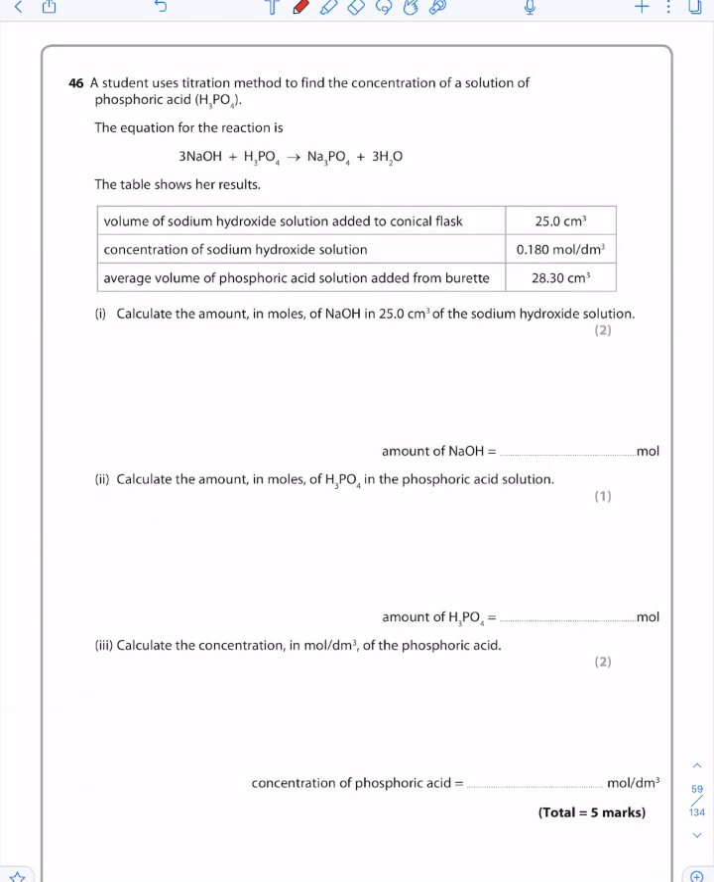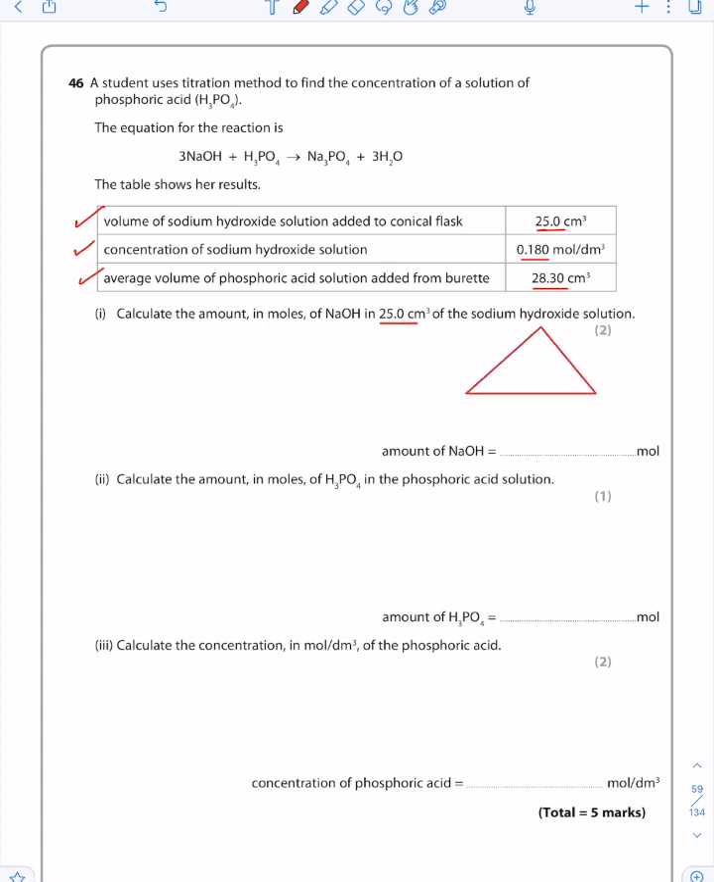Question 46. A student uses titration method to find the concentration of a solution of phosphoric acid. The equation for the reaction is 3 moles of sodium hydroxide plus phosphoric acid gives 1 mole of sodium phosphate plus 3 moles of water. The table shows her results. We are given the volume of sodium hydroxide, 25 cubic centimeter, the concentration of sodium hydroxide, 0.180, and the average volume of phosphoric acid, 28.30. Question I. Calculate the amount in moles of sodium hydroxide in 25 cubic centimeter of sodium hydroxide solution.